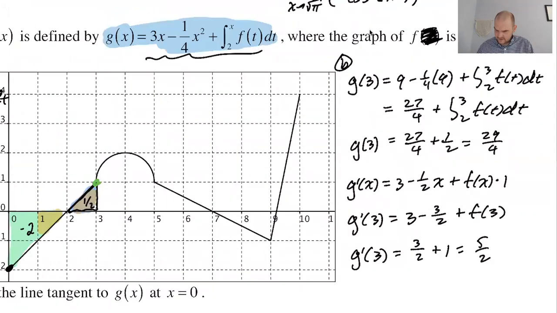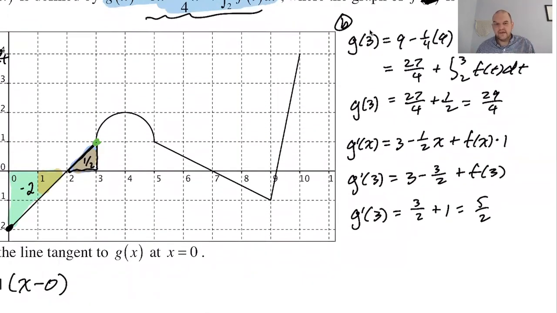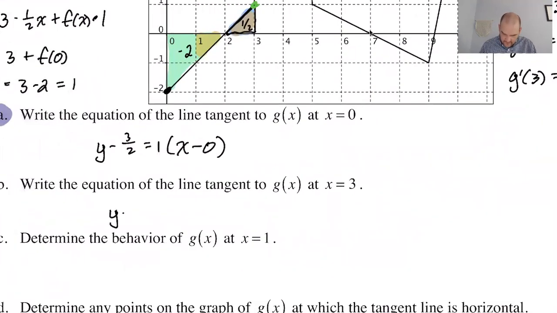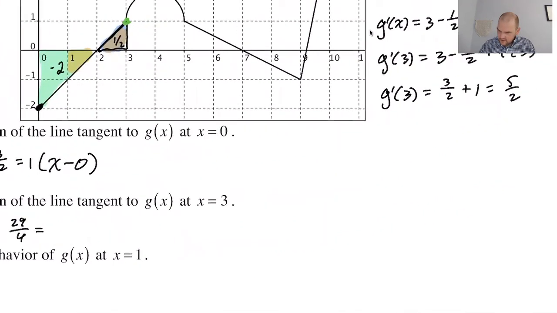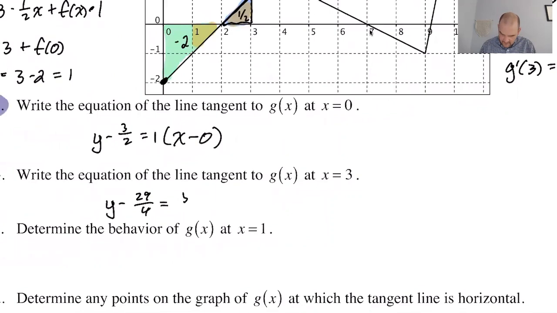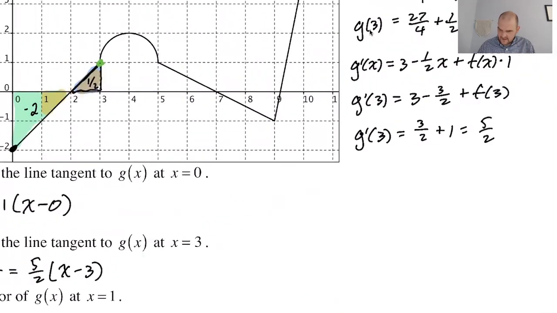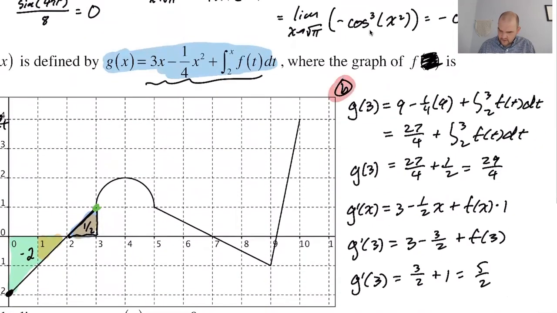Hopefully not fatally. Okay, so our tangent line, the ordered pair is 3, 29/4. So it's going to be y minus 29/4 is equal to, our slope is 5/2, and then the quantity x minus 3. So let's color code that. Let's say that that is red, I guess. So that, and here's our work for that.